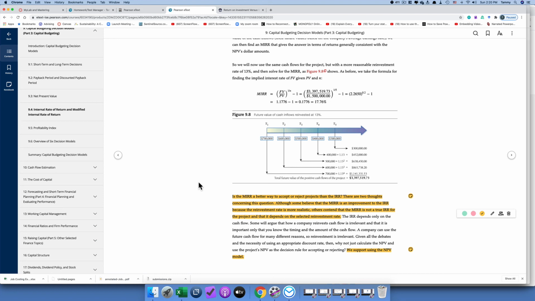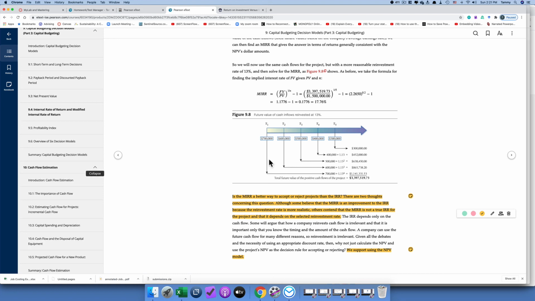I'm now going to move on to Chapter 10 because, as you will notice, all this material in Chapter 9 assumes that we know what these cash flows are. But how do we know what the cash flows are? That's what's coming next.